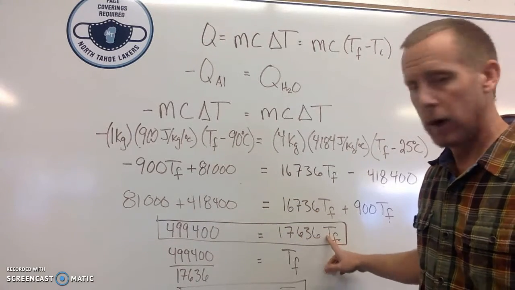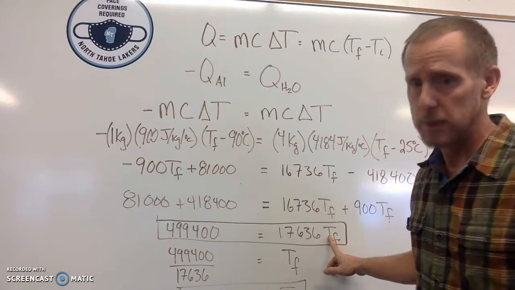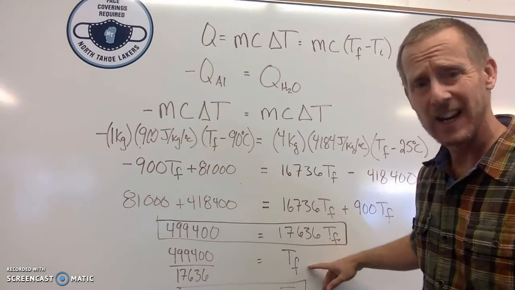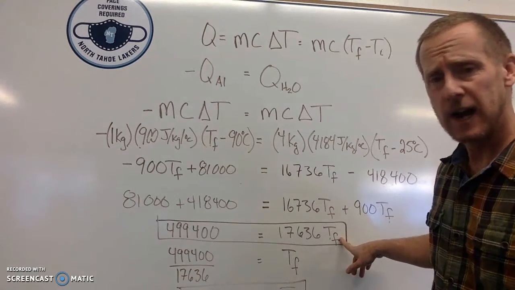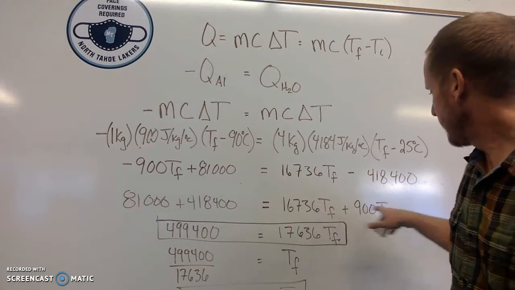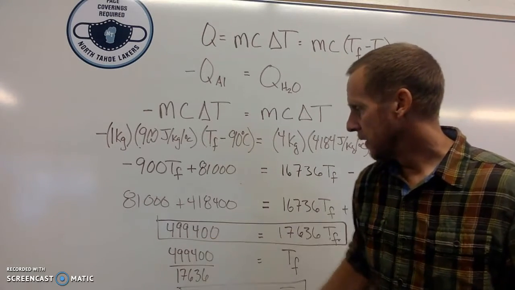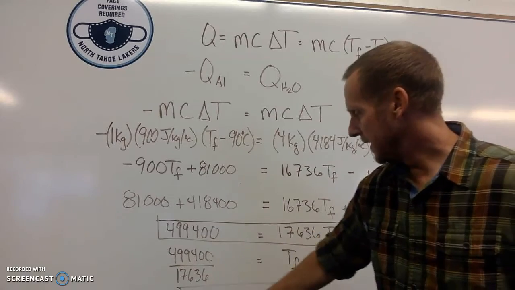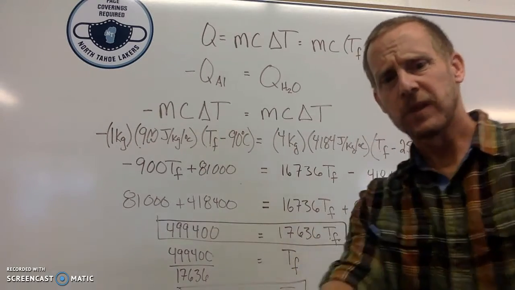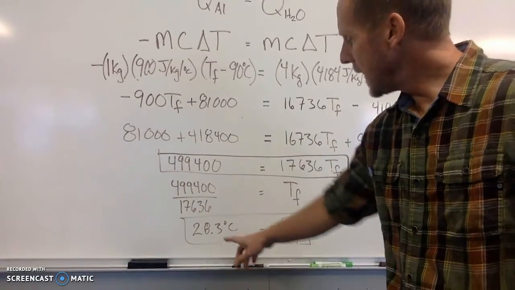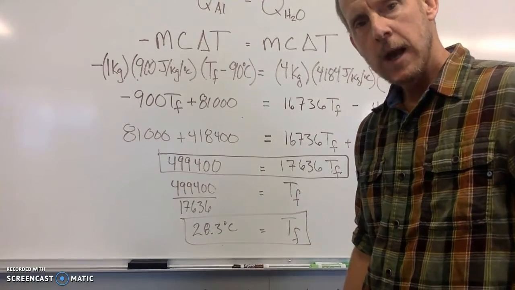And I think at this point, if I just showed you this, everyone would be able to solve it, right? It's the algebra of getting there, but I want to solve for T final. So T final, I just factored out and got this value, and then I take these values, divide them, and then what my final answer is 28.3 degrees Celsius. And that should make sense.